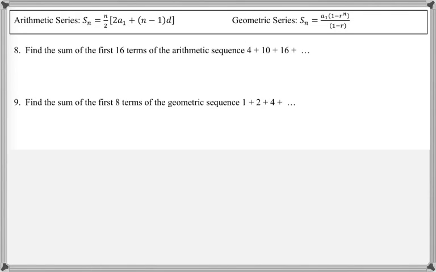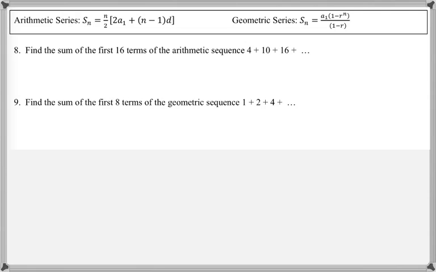Just like we had formulas for arithmetic sequences and geometric sequences, we also have formulas for arithmetic series and geometric series. So the notation of like A1, D, R, N, that's the same as it was for the sequences. But the formulas are different. So these formulas give you the summation, or the adding up of all the terms, what that's equal to.